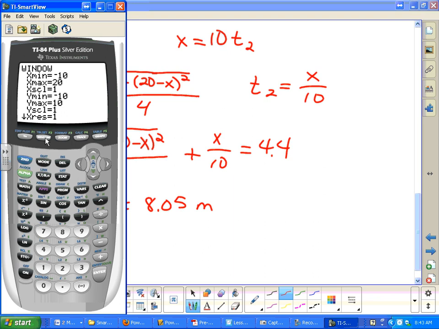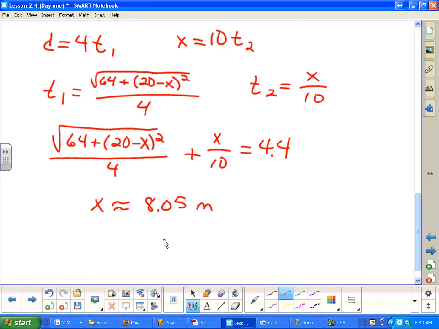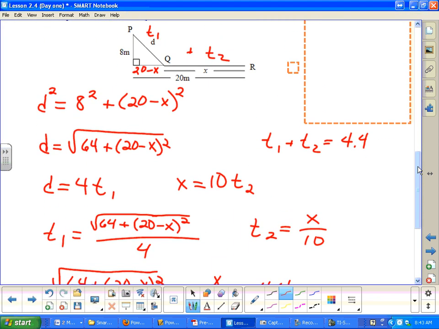And the largest my answer would be is 20, because the distance from this right triangle to R is 20 meters. So if x was larger than 20 meters, that's impossible in this situation. So I don't need to look at anything bigger than that, because it doesn't make sense for the situation. Okay. All right.